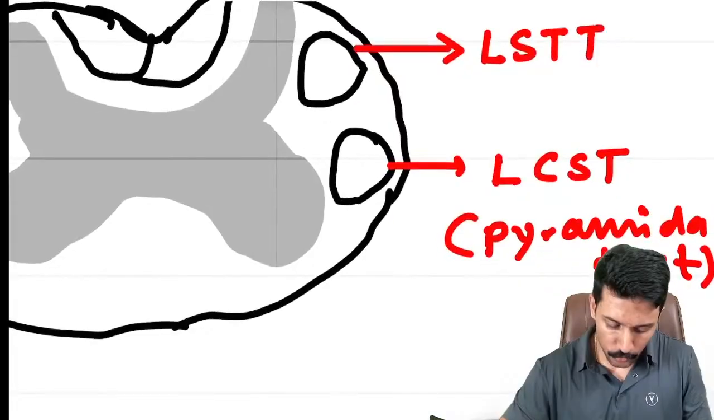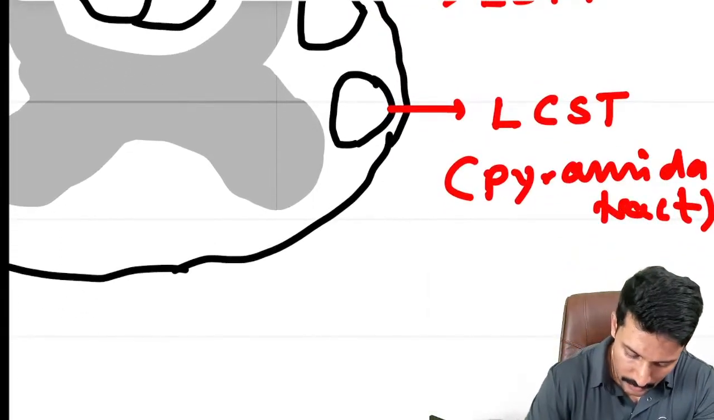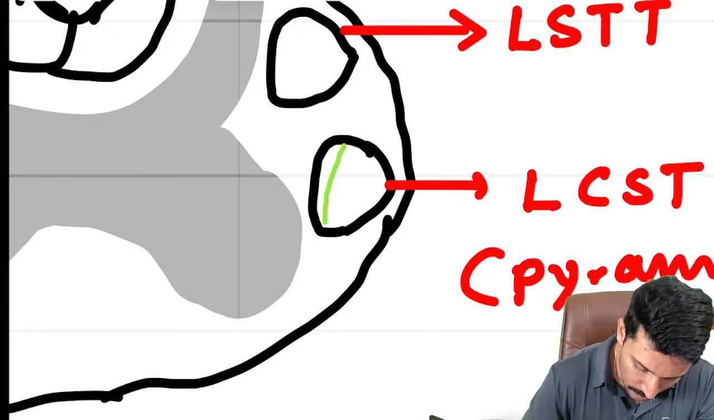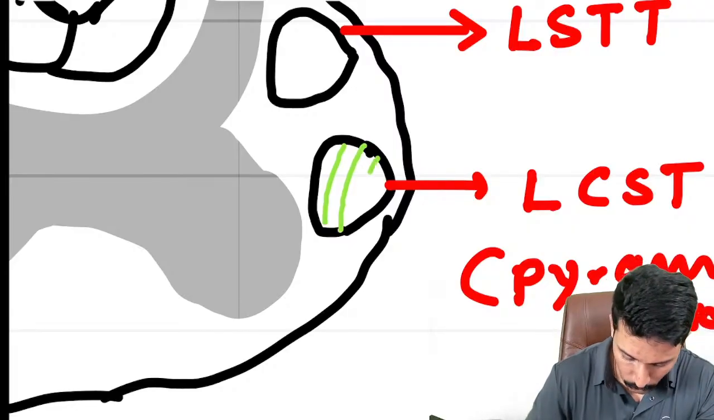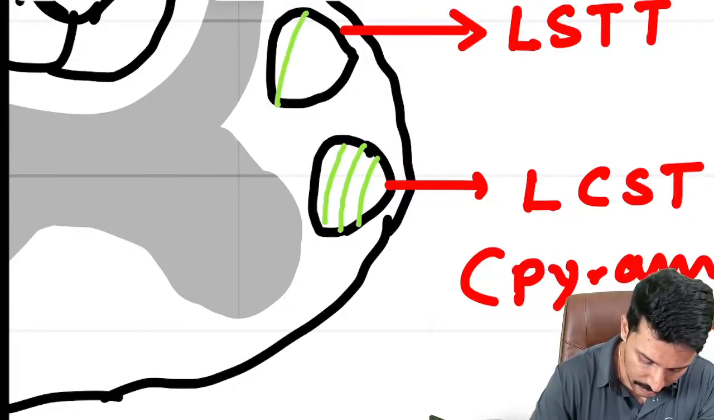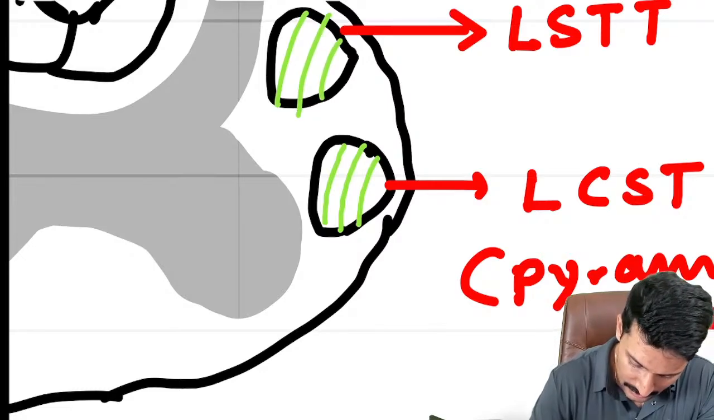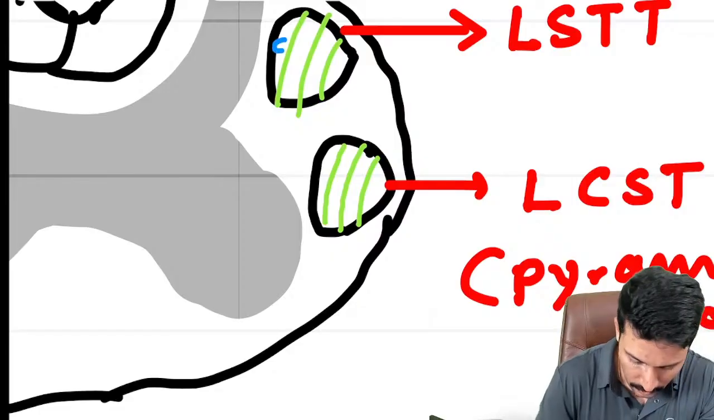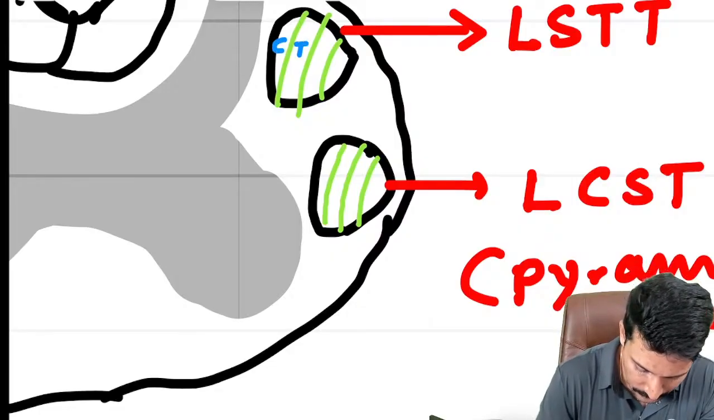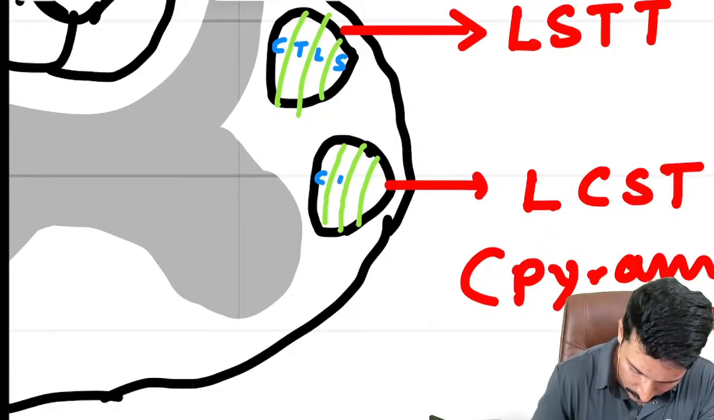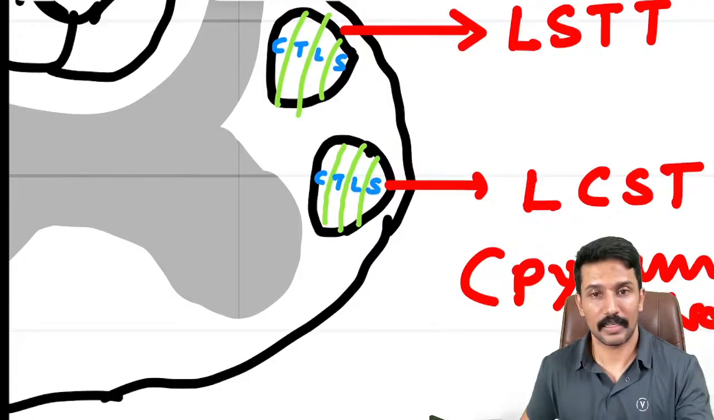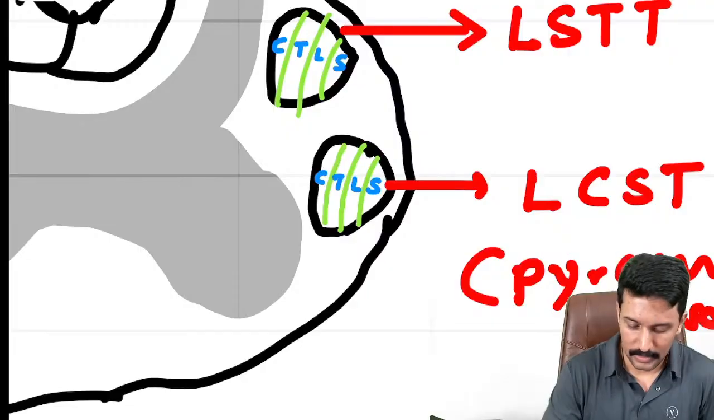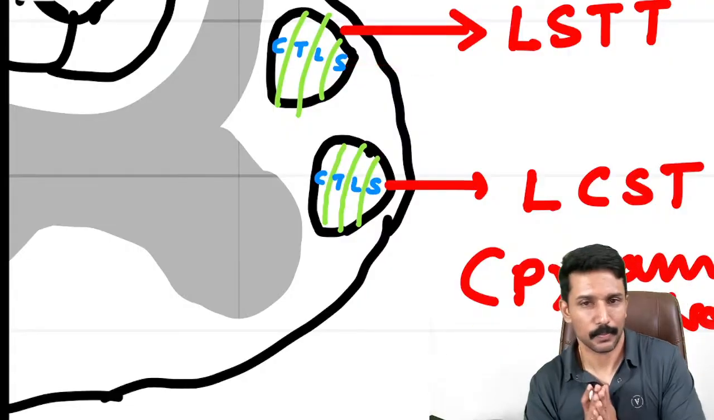And the arrangement of neurons in these tracts is: the cervical neurons are the most medial, followed by thoracic, followed by lumbar, and then sacral. And the same arrangement we find in the sensory tract as well. So cervical is the most medial, followed by thoracic, lumbar, and sacral. The easiest way to remember this is C towards the center, S sidewards.